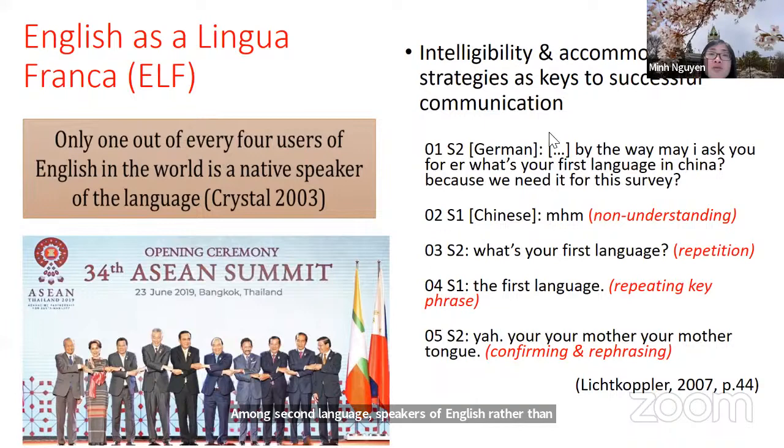Okay, so one question is, what happens when those L2 speakers of English meet and communicate? Which varieties do they use? Which norms do they adopt when they communicate with one another? Any good guess over there? So for example, now our communication can be considered English as a lingua franca communication, right? Between a Vietnamese lecturer and Indonesian students, for example. So which varieties of English are we using here? Is it British English? Is it American English? And what kind of norms do we use in order to communicate with one another?